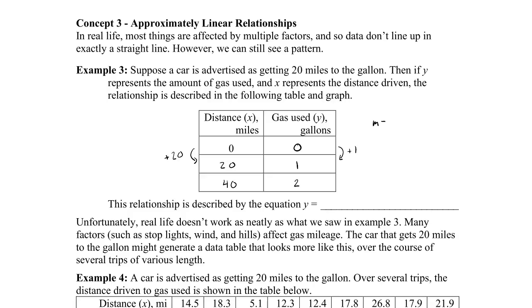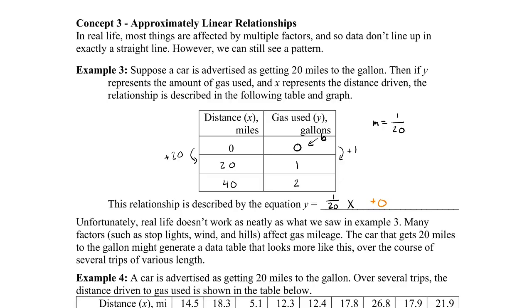The slope is the change in y over the change in x. The intercept is the value of y when x is 0. So this is our value of b. And so this relationship is described by the equation y = 1/20th x. And we could write in plus 0, just so we know we didn't forget about the intercept. But when we work with this equation, we can just say 1/20th x, because adding 0 doesn't do anything.